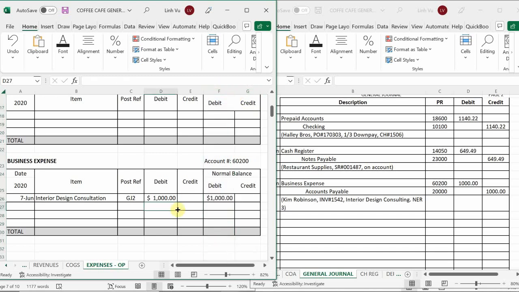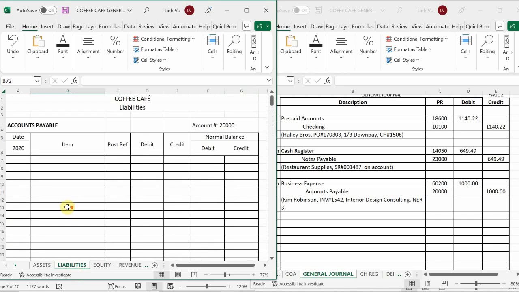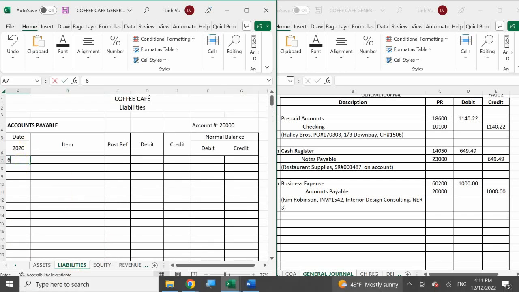And last but not least, since I created a liability, I need to go ahead and plug in my liabilities for my accounts payable. Now in this case, I'm going to make it really sweet and simple here. Instead of putting all that information, interior design, consultation, Kim Robinson, I'm just going to put the invoice number, because that's going to tell me pretty much enough information about this transaction, right? That this is the bill that I received, was invoice number 1542.